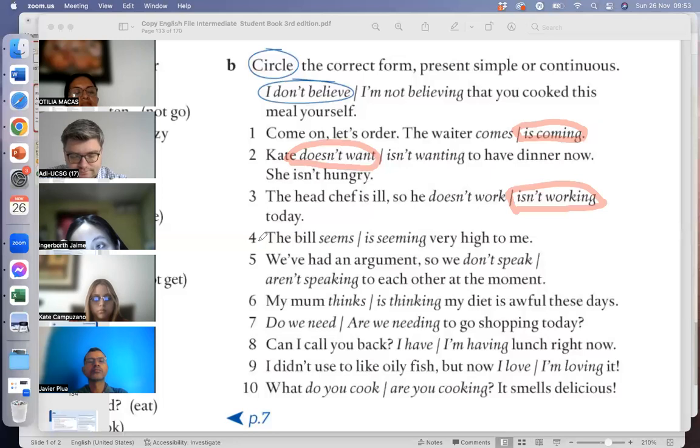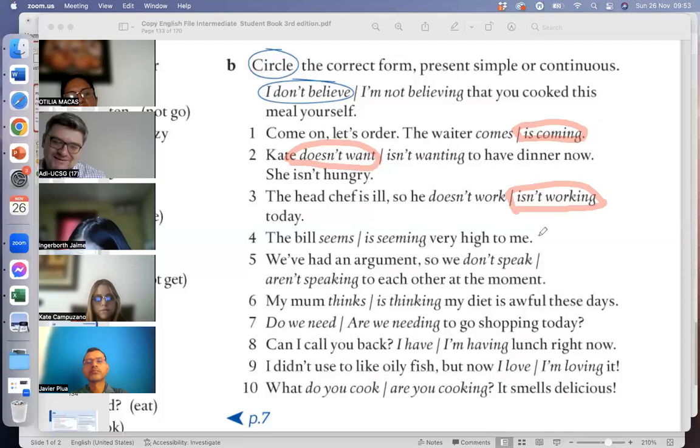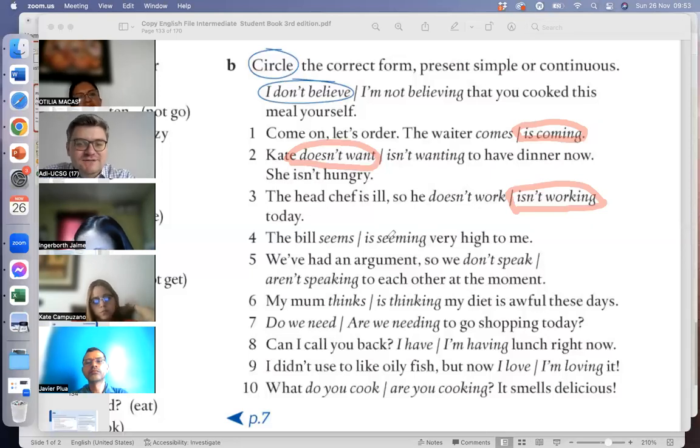Otilia. The bill seems very high to me, and I think we receive the bill every month, so it's like a habit. Okay, and what if we are at the restaurant now? If we were in a restaurant, it just seems like the "seems" answer is right. I just feel it. Absolutely, you're absolutely right. The correct answer is seems, but now we're trying to find out why.